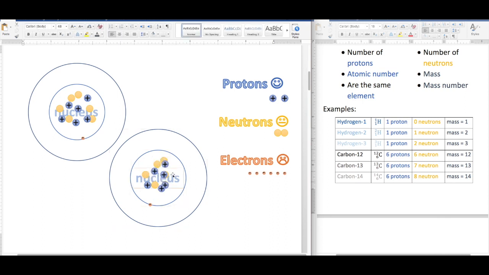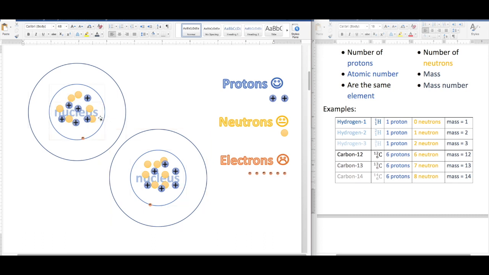1, 2, 3. Okay. 1, 2, 3, 4, 5, 6 protons, and now 1, 2, 3, 4, 5, 6. And we need 1 extra neutron to make it carbon 13. So in both cases, we have 6 protons.